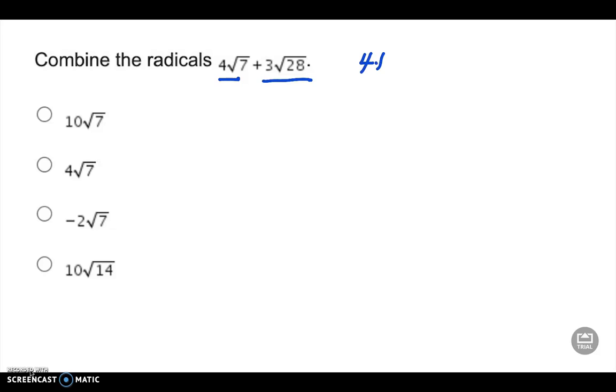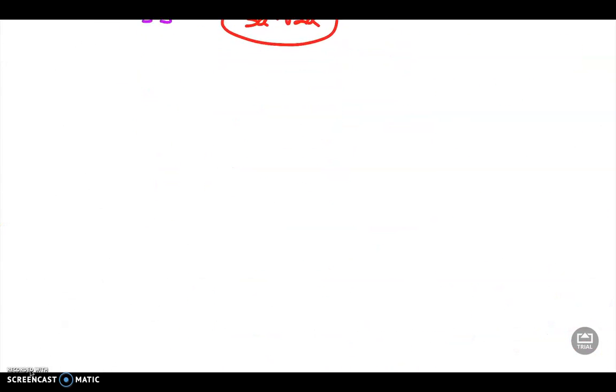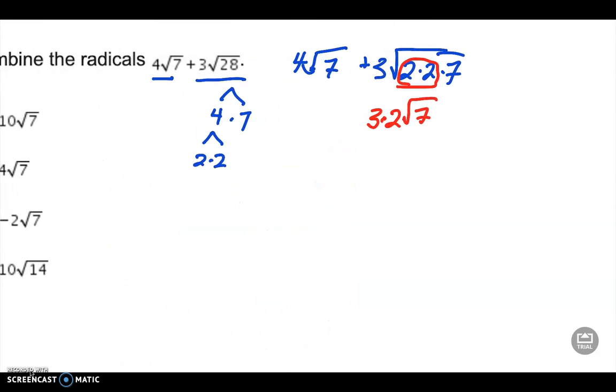So we have 4 square root of 7 plus 3, and then 28 is going to factor into 4 times 7. And 4 is 2 times 2. So this will be simplified into 2 times 2 times 7. Now we look at this and say, hey, we can simplify this radical right here because I have a pair of 2's. So if I already have a 3 outside, I have 3 times the 2 that comes out and leave 7 underneath.